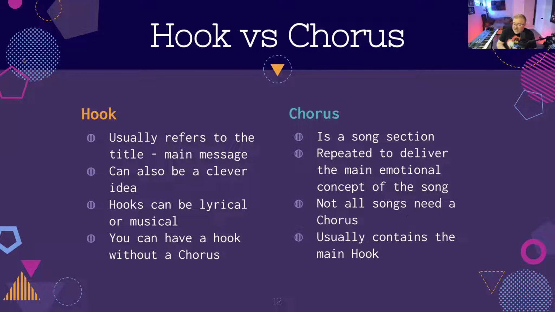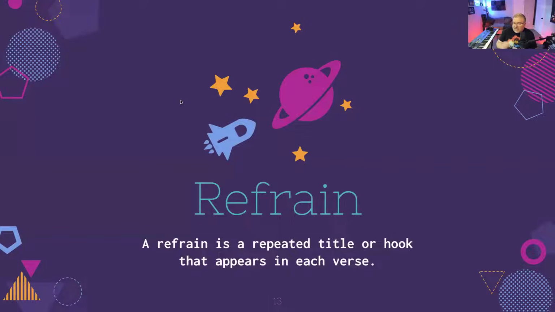Not all songs are going to have a chorus. You may have verse-refrain songs that go verse-refrain, verse-refrain, bridge, verse-refrain. But the chorus usually contains that hook. So what is a refrain then? Because some people use refrain and chorus interchangeably. How I think of a refrain is it's a repeated title line or a repeated hook line that appears in the verses. So it appears either at the beginning or the end of verses in songs that don't have a chorus.